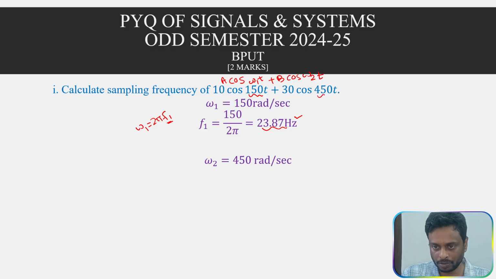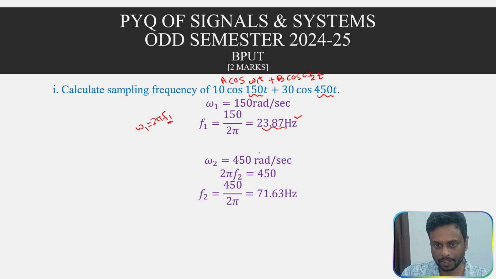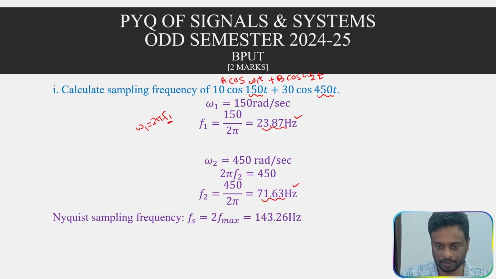Similarly, what is omega 2? Omega 2 equals 450. So you have to find f2. F2 equals 450 upon 2 pi. So it is 71.63 hertz. Then you can take the maximum of these two frequencies. What is the f max? It will be 71.63. So f max equals the maximum between f1 and f2.